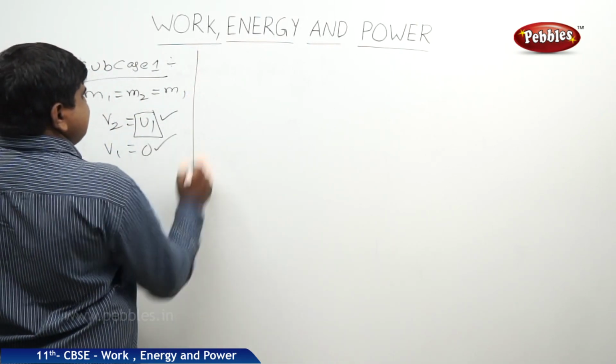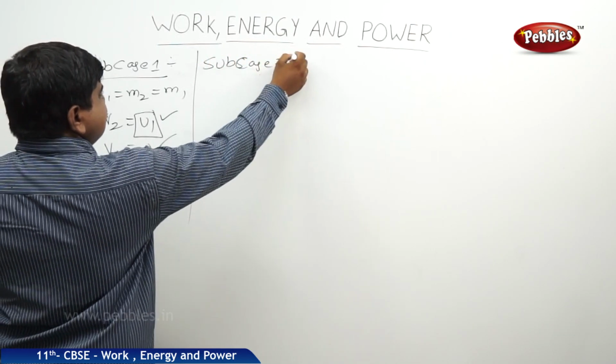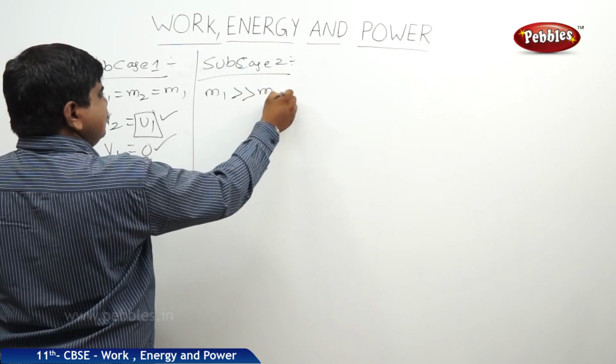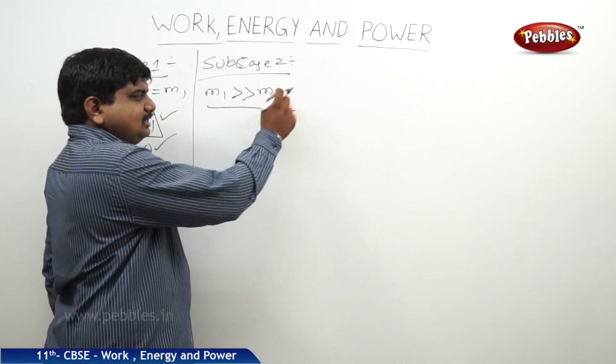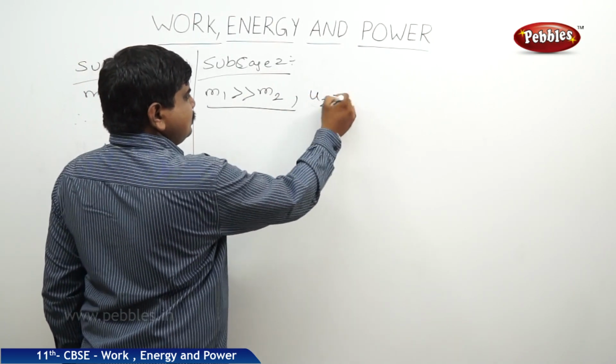The second case of the sub case is if m1 is much greater than m2, m1 is much greater than m2, and u2 is equal to 0.